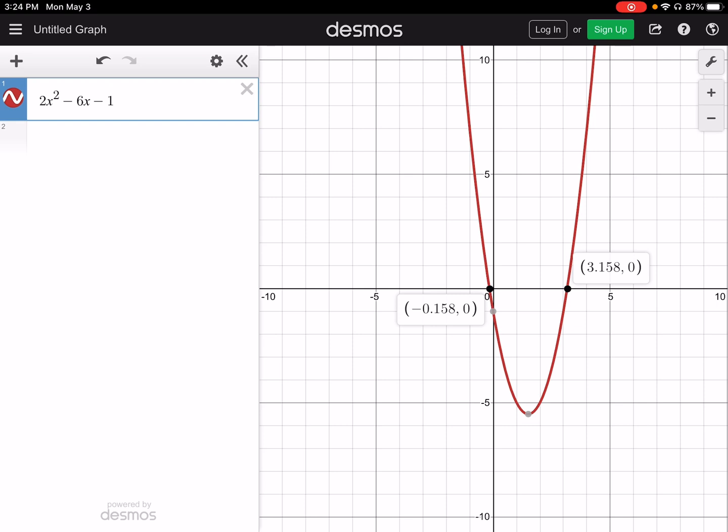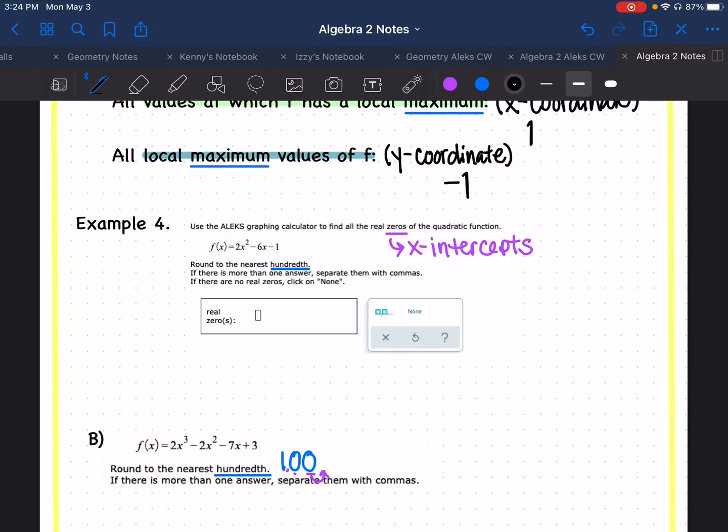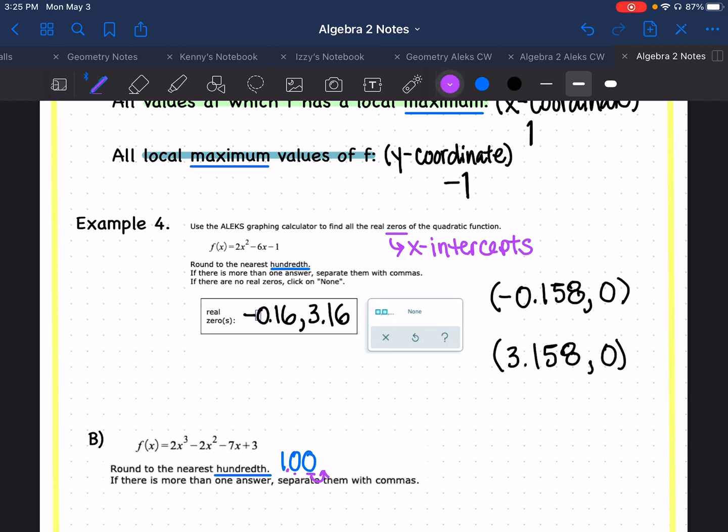So my answer is going to be, let me go back to my good notes, negative 0.16, comma, 3.16. Oops, sorry. 6. There we go. Because these were the ordered pairs that I had from Desmos. So decimal 1, 2. This one's going to tell me to round up.